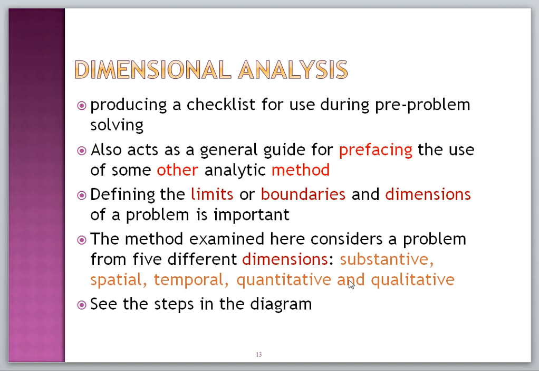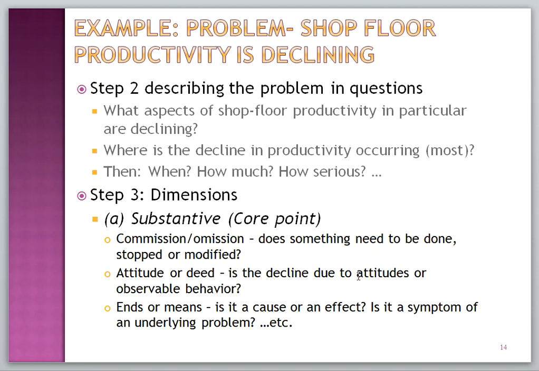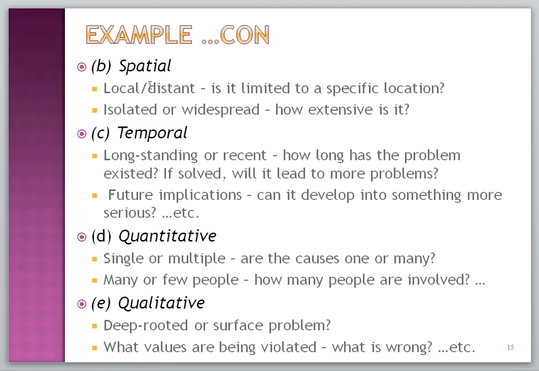Let's have another example here. The problem we are dealing with is shop floor productivity declining. This is the broad definition. We may use the 6 questions, okay, and that would decrease or limit the area of the problem, enhancing this. And also we use the 5 dimensions, step number 3: the substantive, spatial, temporal, quantitative and qualitative.